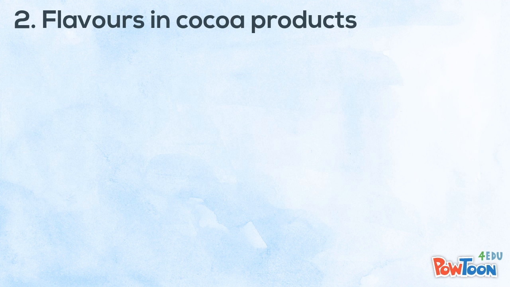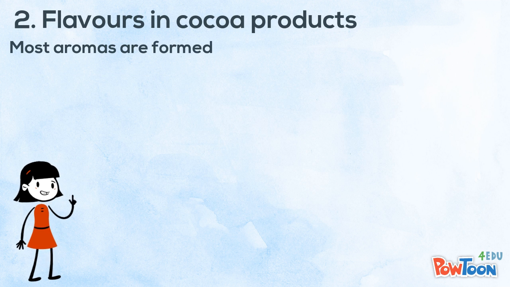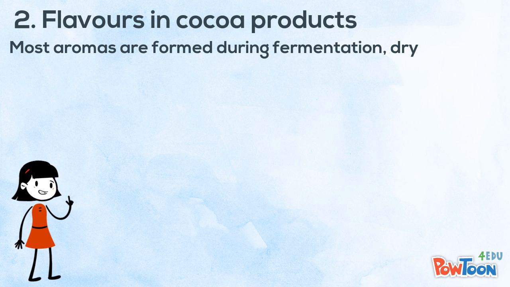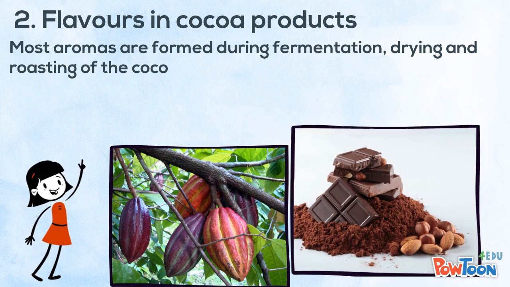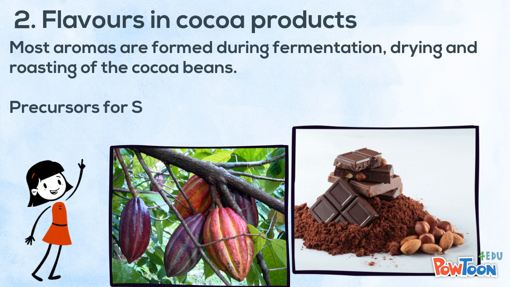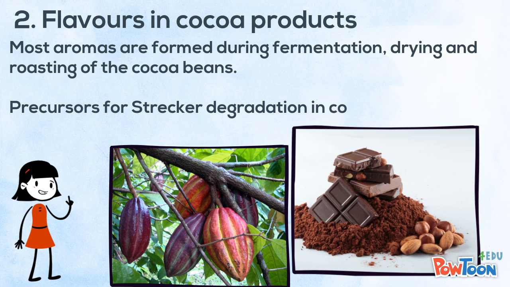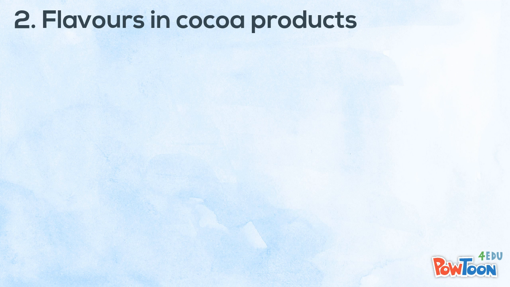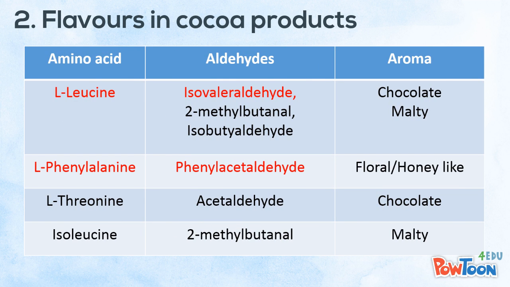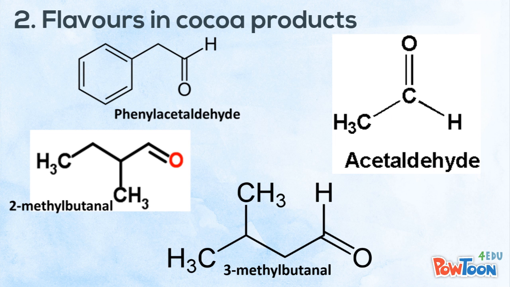mercaptoacetaldehyde. The flavors of cocoa products are affected by different factors such as genetics and growing conditions, and processing stages including fermentation, drying, and roasting. Cocoa is a source of Strecker degradation, with reducing sugars, amino acids, and flavonoids. Major amino acids are leucine, phenylalanine, threonine, and isoleucine, in which leucine and phenylalanine are the two most important, with isovaleraldehyde and phenylacetaldehyde as main products. Furthermore, threonine produces acetaldehyde, involved in more complex reactions.